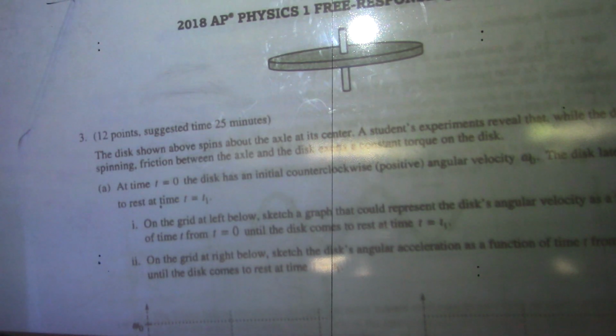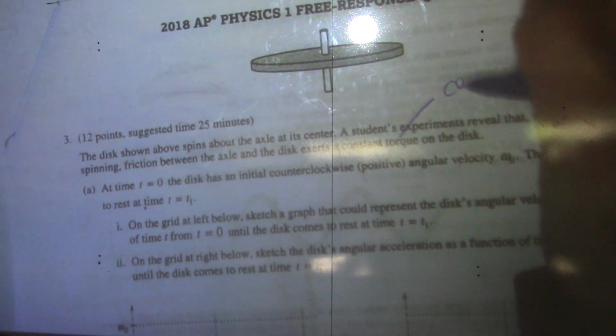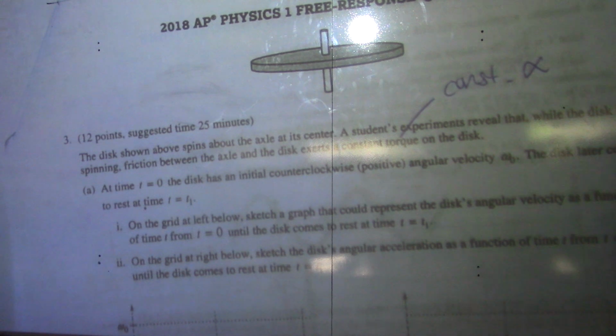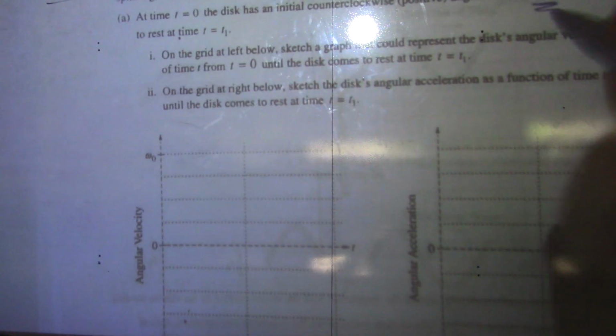Alright, we've got a disc that is spinning. And while the disc is spinning, there's some friction that exerts a constant torque. A constant torque means a constant angular acceleration, the same way a constant force is a constant acceleration. I have an initial velocity that is positive, and it comes to rest at this time. So at this time, the velocity is 0.